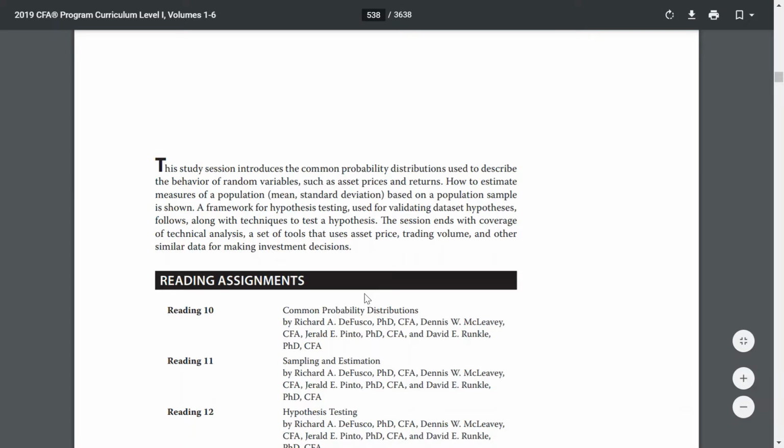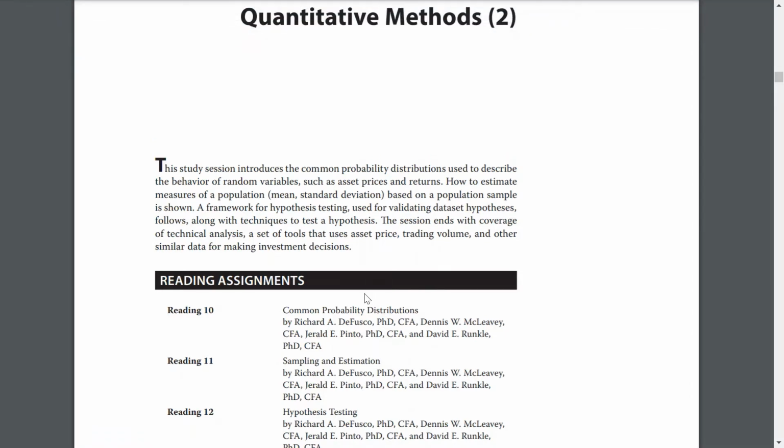This study session introduces the common probability distributions used to describe the behavior of random variables, such as asset prices and returns. How to estimate measures of population, such as means and standard deviation, based on a population sample is shown. A framework for hypothesis testing used for validating a data set hypothesis follows, along with techniques to test a hypothesis. The section ends with coverage of technical analysis, a set of tools that uses asset prices, trade volumes, and other similar data to make investment decisions.